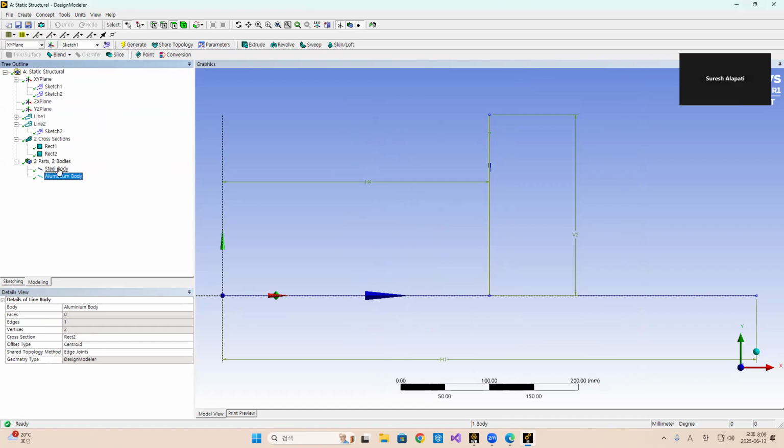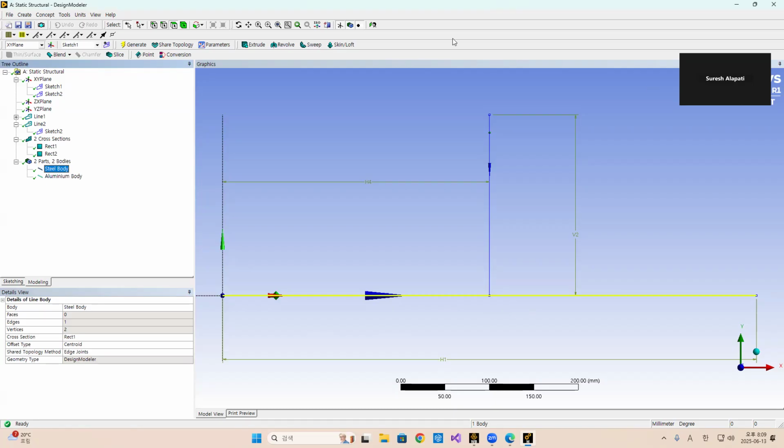So we have to have two bodies, because both are different materials. Even though the cross section area is different, you have to model with two different bodies. For example, if from here to here is one cross section and from here to here is another cross section, you have to model that with two bodies, not a single body.